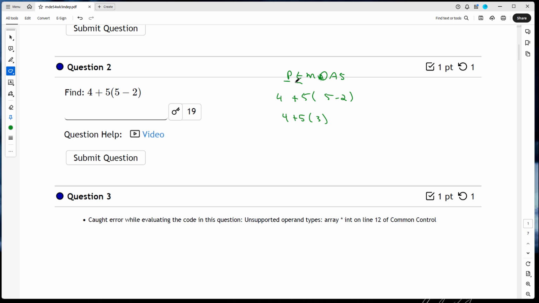I don't have any exponent. Multiplication and division, I have that here, so I'll take care of that next. 4 plus 3 times 5, which is 15. Addition and subtraction, 4 plus 15 is 19. That's number 3.